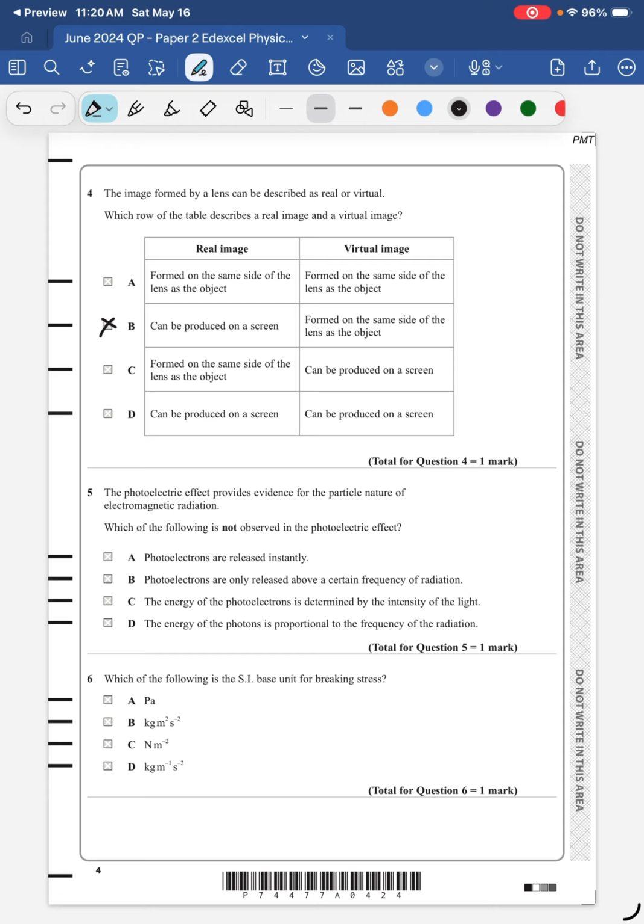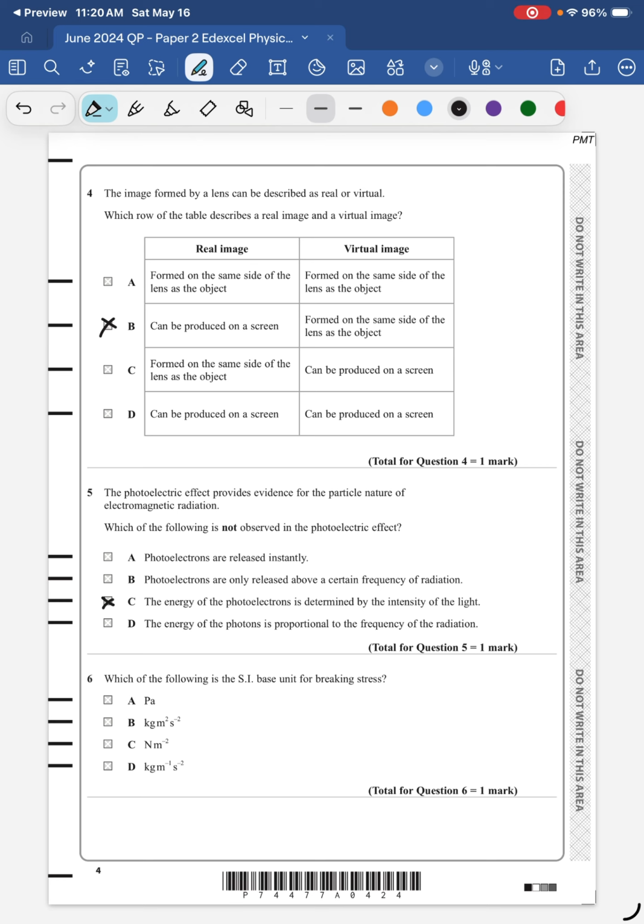Then B, photoelectrons are only released above a certain frequency of radiation. That's true, and it is observed. C, the energy of the photoelectrons is determined by the intensity of the light. That's wrong.